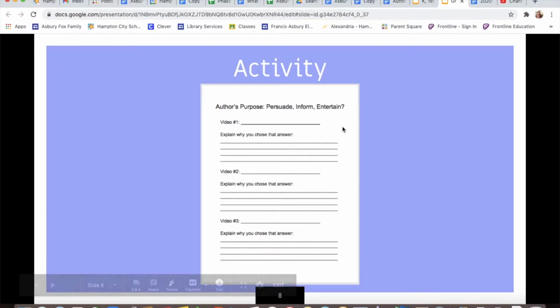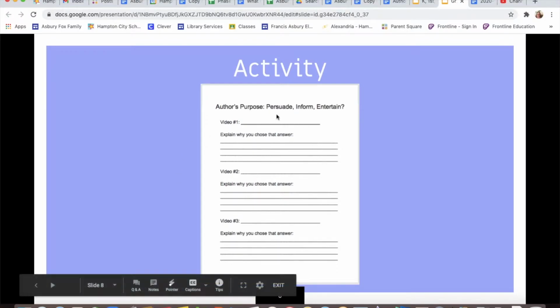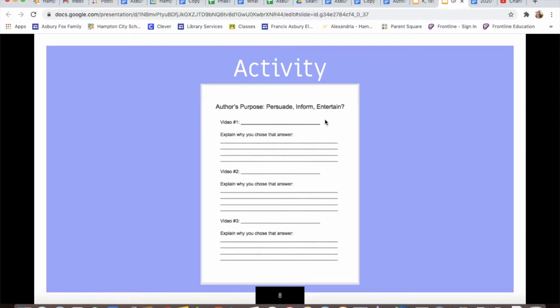And we're going to watch 3 videos. After each video, I'm going to want you to pause the lesson and then decide, was the person that made that video trying to persuade you of something, inform you of something, or entertain you? And then what you'll do is, if you're going to use your own piece of paper, at the top you'd write video number 1 and then decide what the purpose is of that video. And then write below it 1 or 2 sentences explaining why you think it's that purpose. And then the same thing for video number 2.